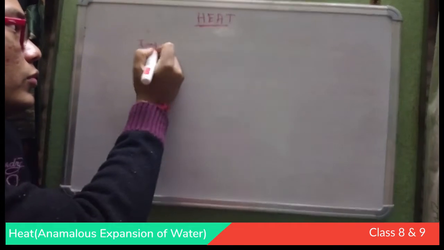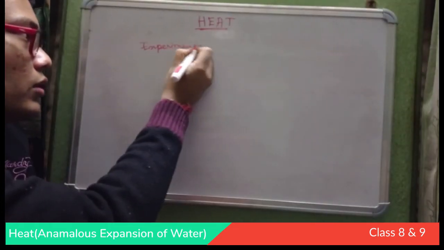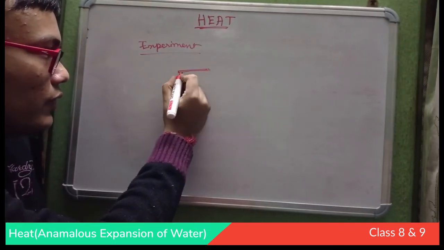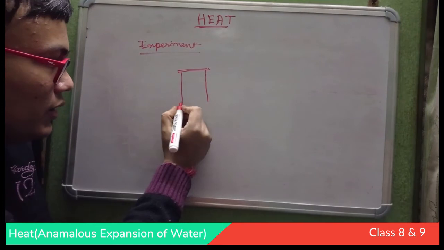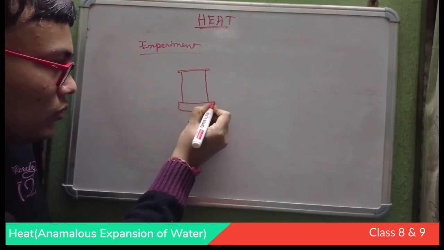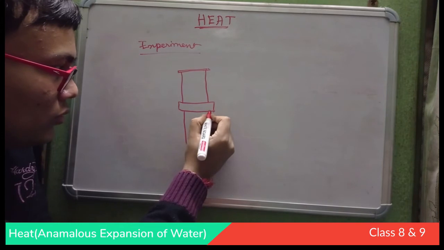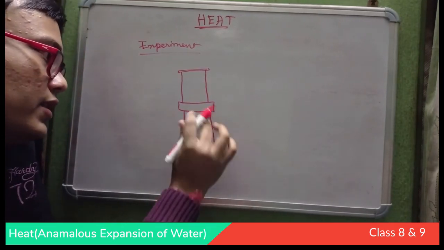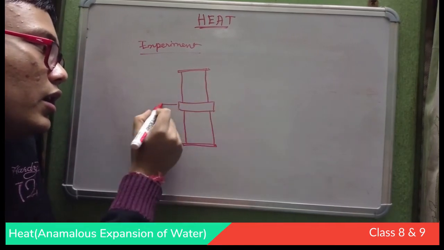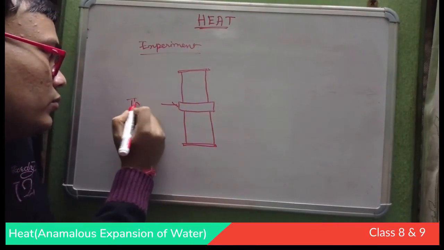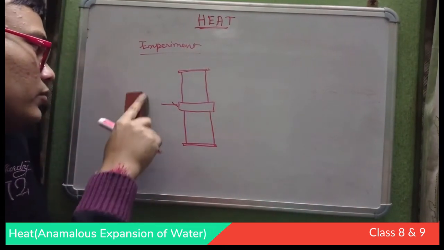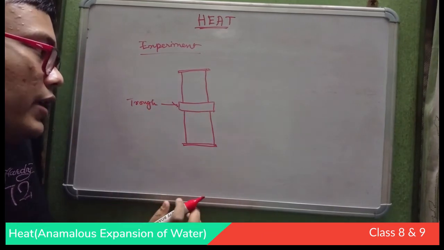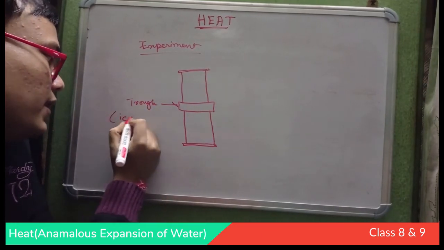it is set up using 2 metal cylinders. These are 2 metal cylinders, this and this. They are separated by a trough. This trough contains ice and salt.